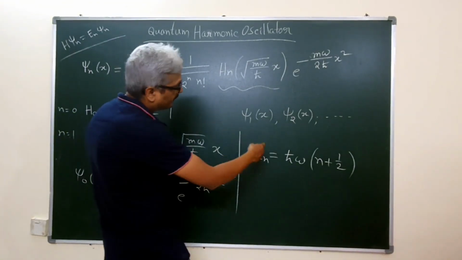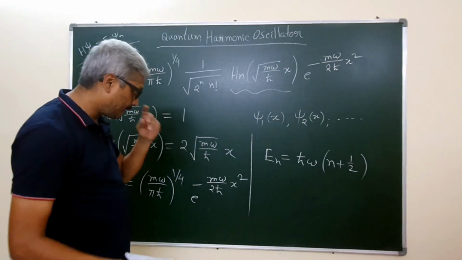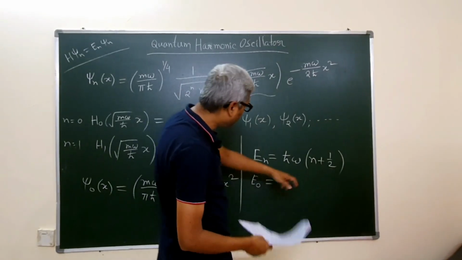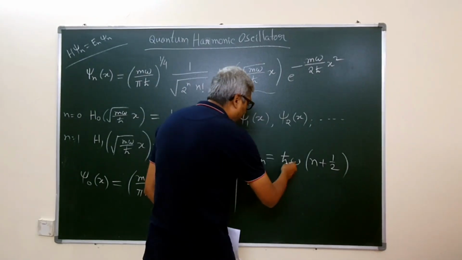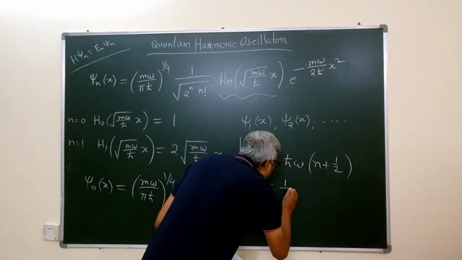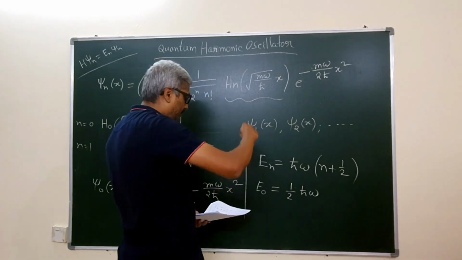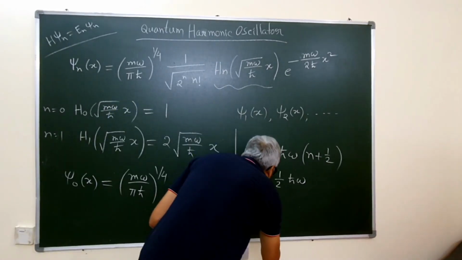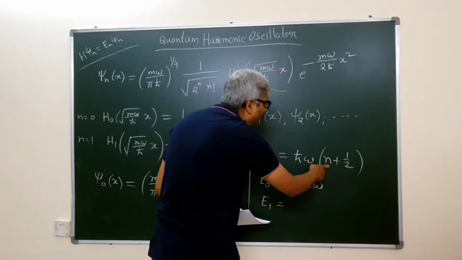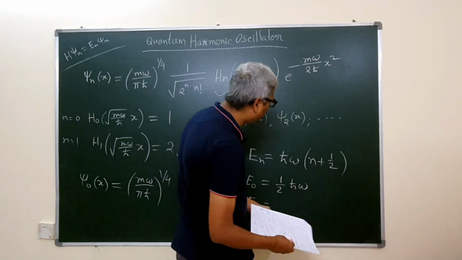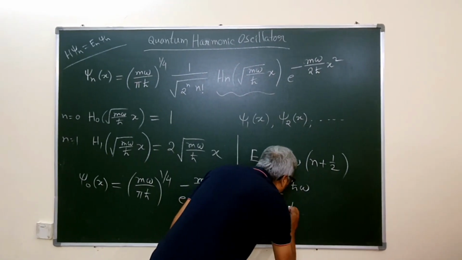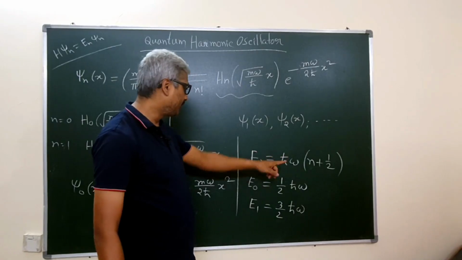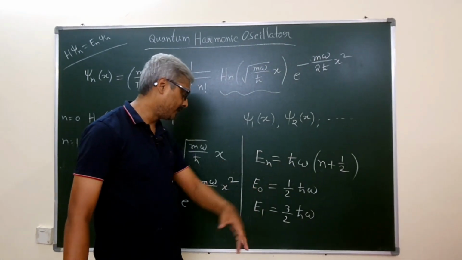For example, the ground state eigen energy E0. We will have to put n equal to 0 here, so that will be h bar omega by 2. So we can write it as half h bar omega. The next energy eigenvalue E1, if we put n equal to 1, 1 plus half is 3 by 2, so that will be 3 by 2 h bar omega. Similarly, we will have all the energy eigenvalues from this equation. We can put n equal to 2 next and so on.